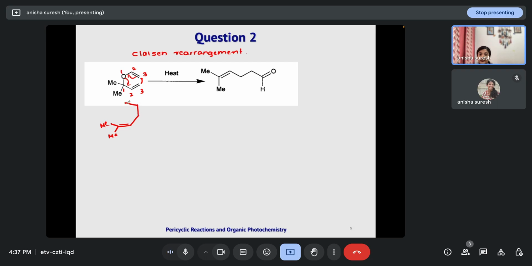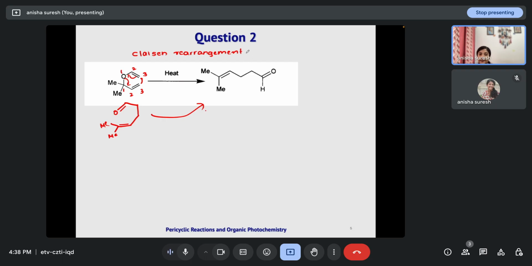1, 2, 3, 4, 5, 6. 1, 2, 3, 4, 5, 6. Okay, six membered system is this. So this will be the product that is found. So if we redraw, it is similar to this one, and the aldehyde is CH2, CH2, then double bond Me.